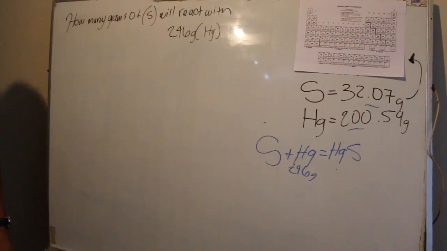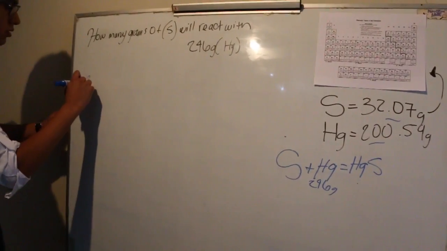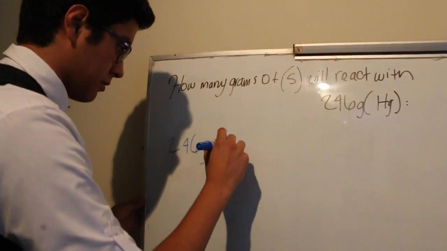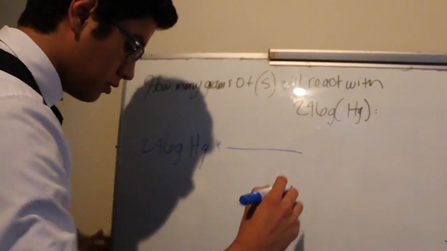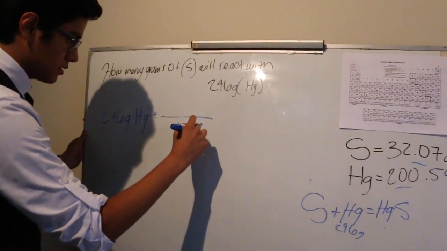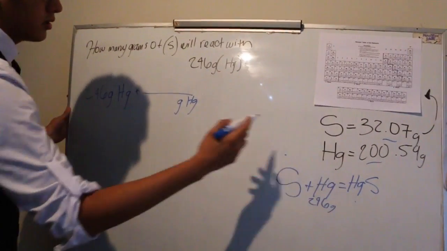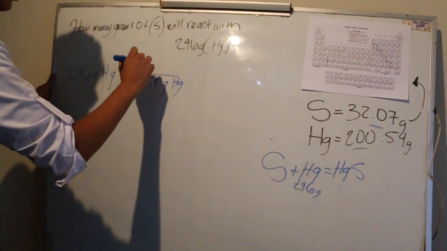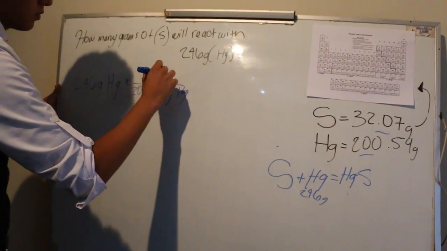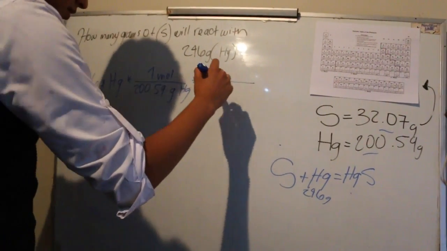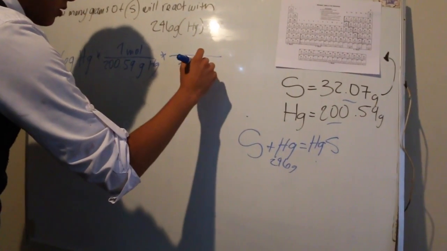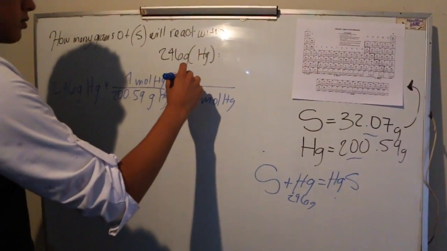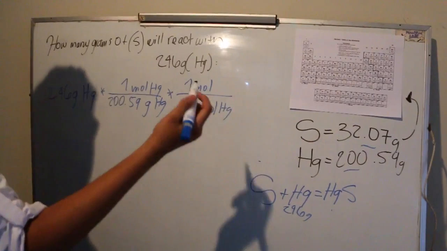So we start with what we have, that is 246 grams of mercury, right? Times, here we put the grams of mercury, that is 200.59 equals 1 mole. Then we multiply it by 1 mole of mercury. We have mercury here, and we want 1 mole of sulfur.